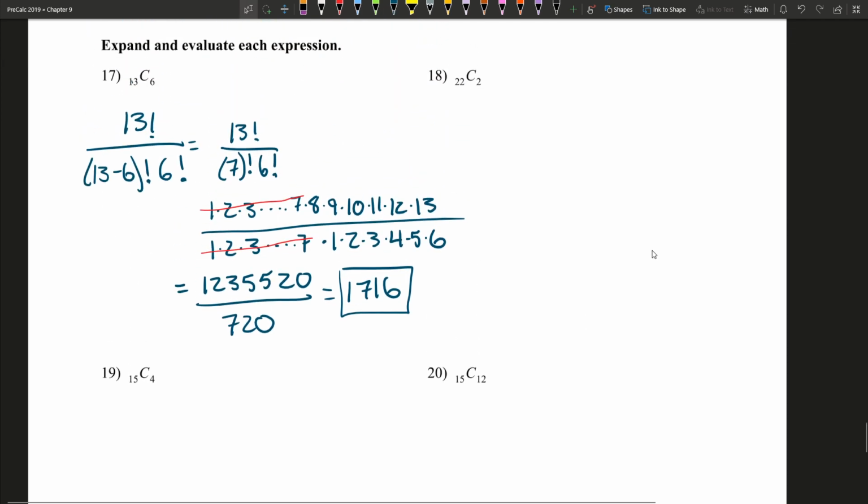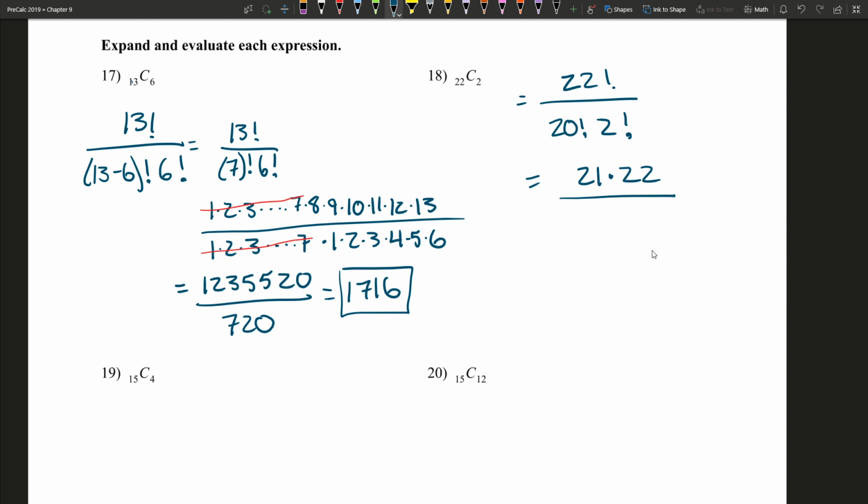Number 18 is very similar. Again, you just plug it into the formula. When we expand those, we can cancel out 1 to 20 in the numerator and 1 to 20 in the denominator. So we get 21 times 22 left over, and just 2 times 1 in the denominator. Which gets us 231.